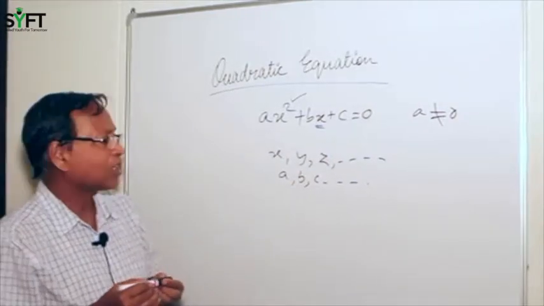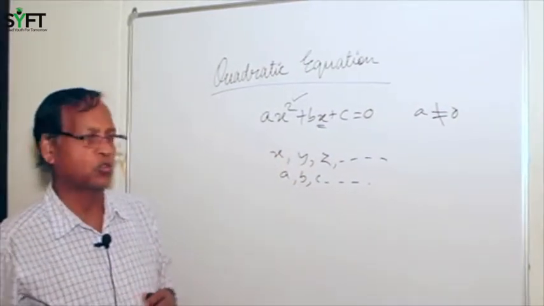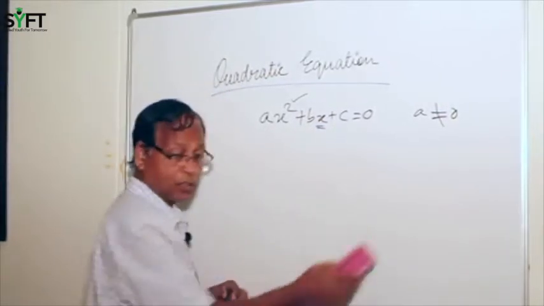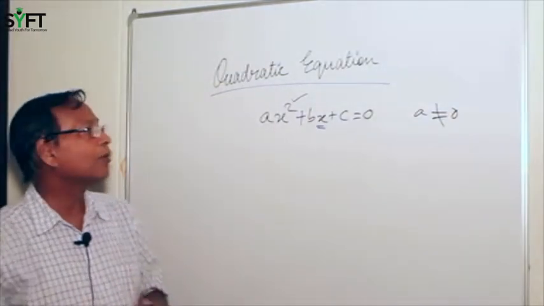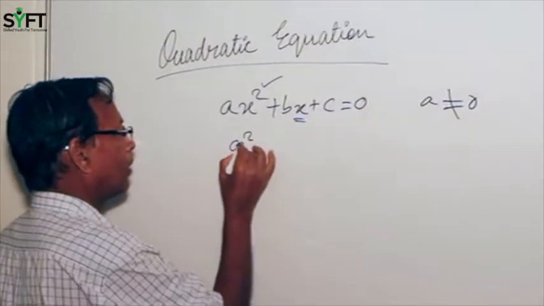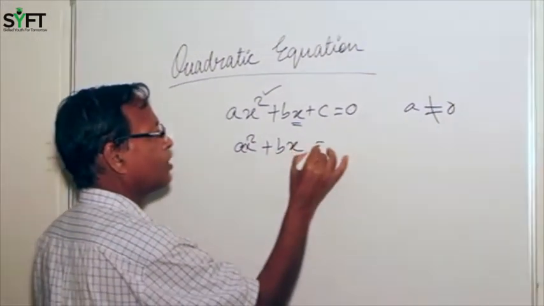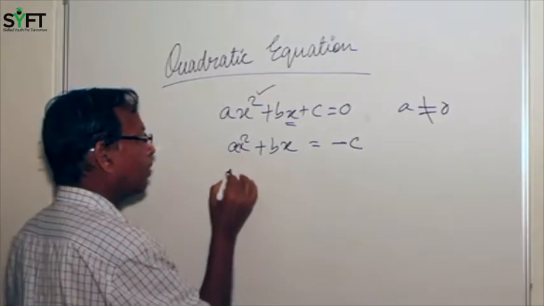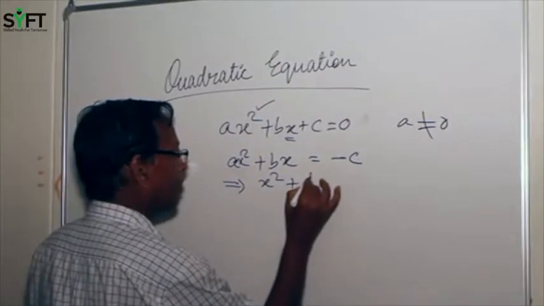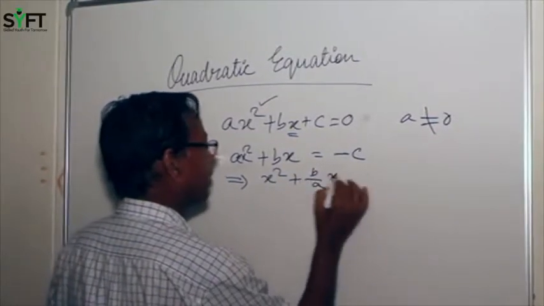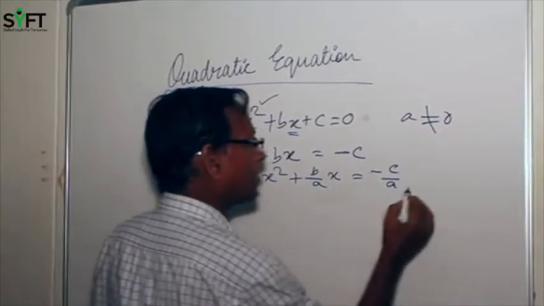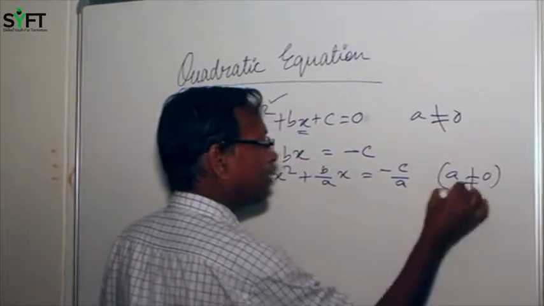So we'll solve now. This has two roots. How will we find the two roots? ax square plus bx plus c is equal to 0. If we solve this, we will get two roots. How? Now, ax square plus bx is equal to minus c. We can write this implies x square plus b by a x is equal to minus c by a, because dividing by a on both sides, a not equal to 0 condition we can write here.